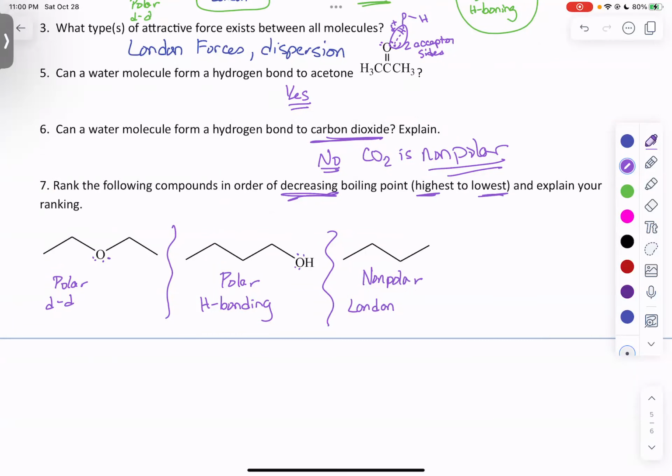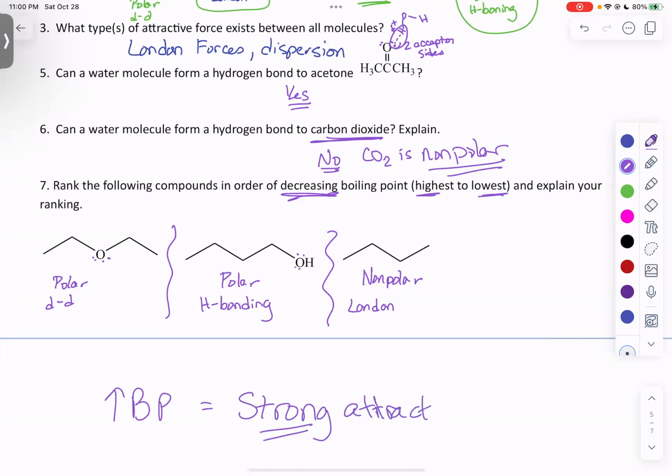So we're going to rank the following compounds in order of decreasing boiling point, from the highest boiling point to the lowest. Well, who's going to give me my highest boiling point? High boiling point means strong attractive forces. So who's got the strongest attractive forces? That is hydrogen bonding. Then it's dipole-dipole, and then it is London dispersion. All right, I hope that helps.